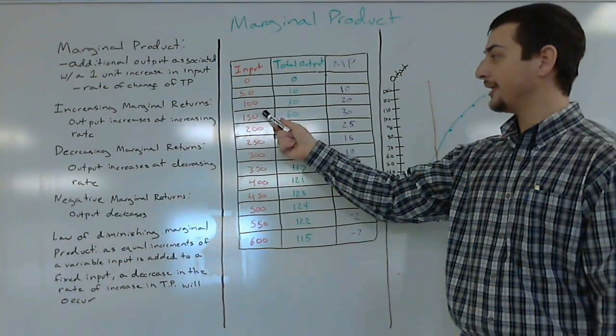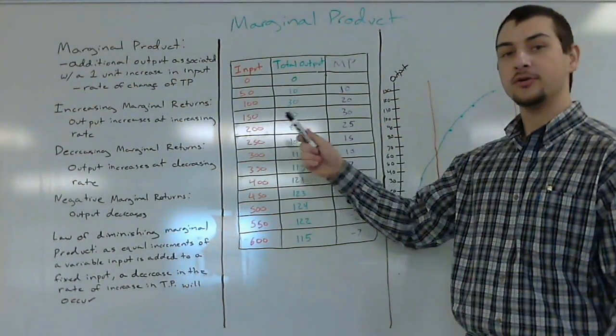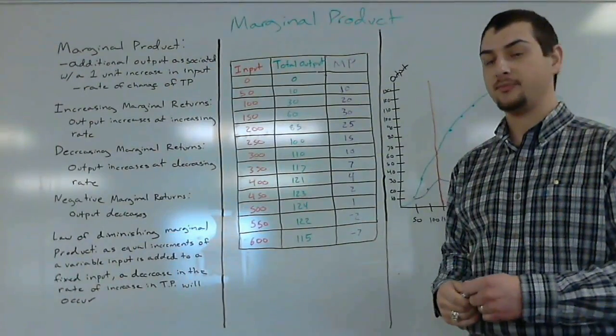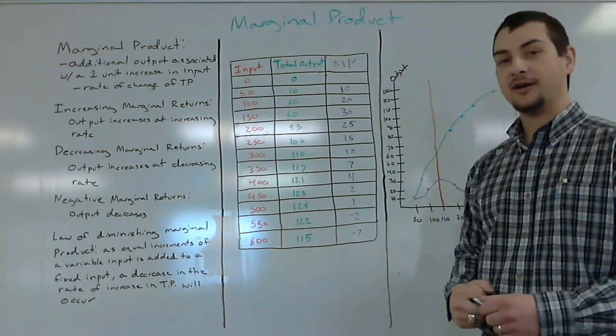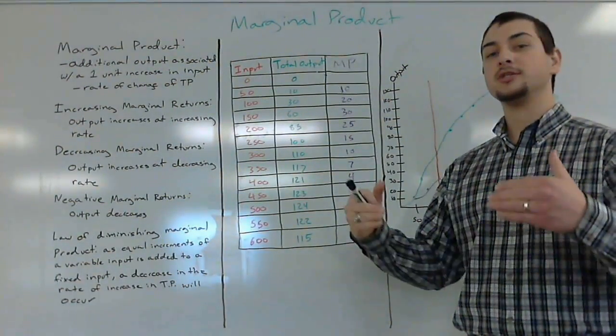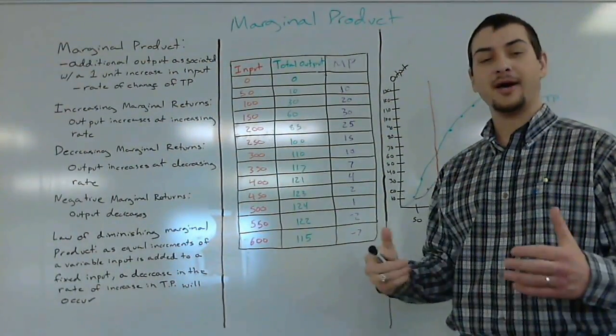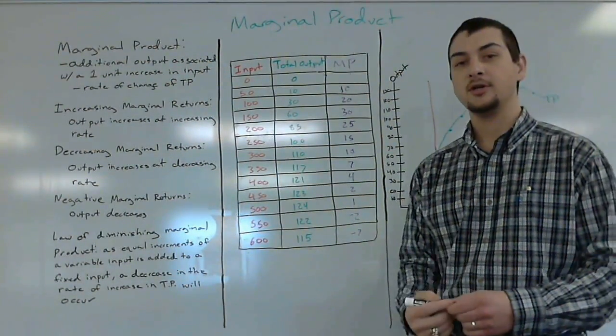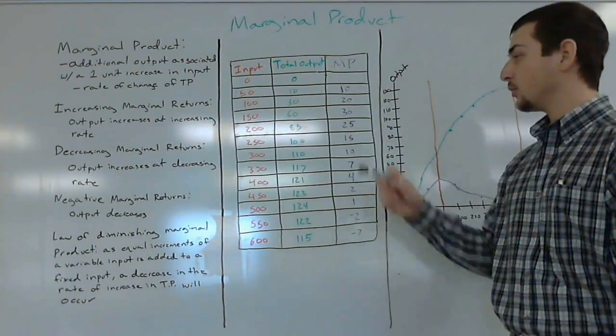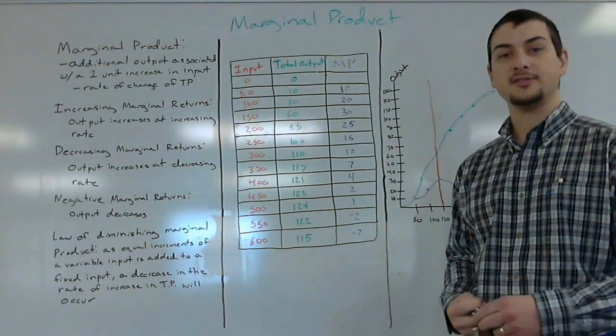So as we go down, as we increase from 150 to 200, an additional 50 pounds, we gain 25 more pounds. As we increase from 250, for example, to 300 pounds by an additional 50 pounds, we gain an increase in our output of 15 units.